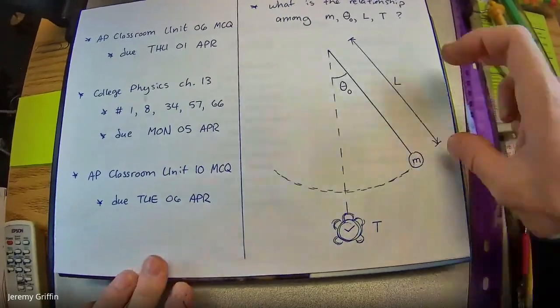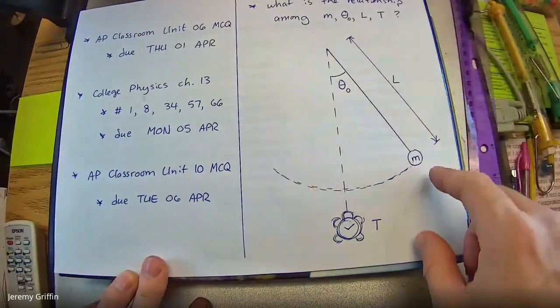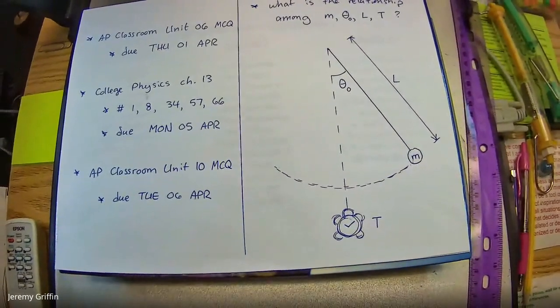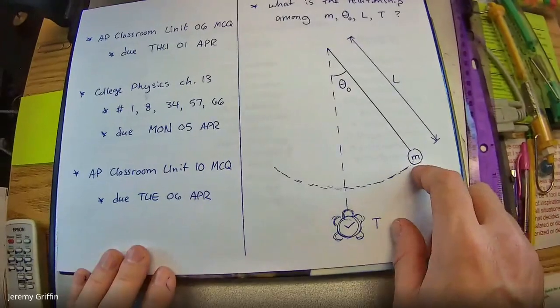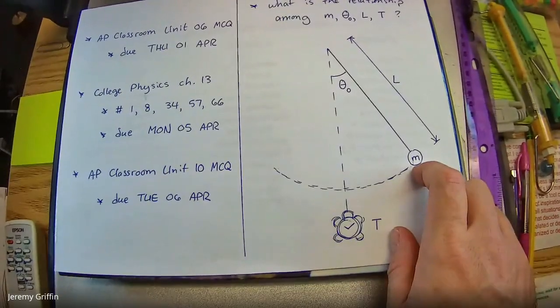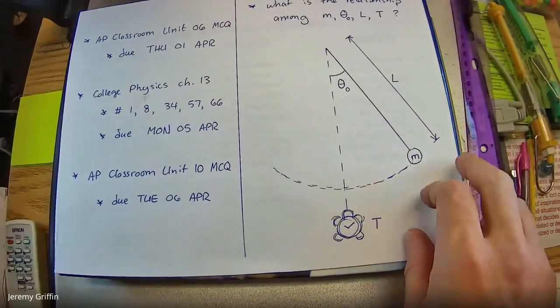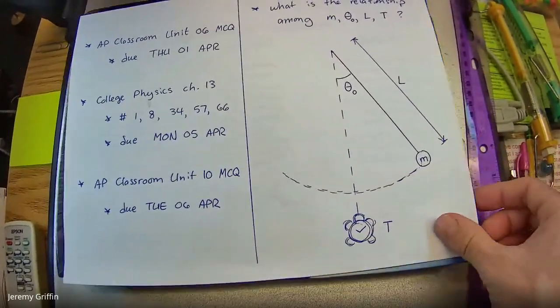Got a few hands. Who thinks that as I make this longer, longer, longer, it's going to swing back and forth faster, so it takes less time to swing back and forth? Okay. And who says it's going to make no difference at all? Maybe time period has nothing to do with the length of the pendulum. Let's get a few hands there too. Okay, so yeah, we'll find out.